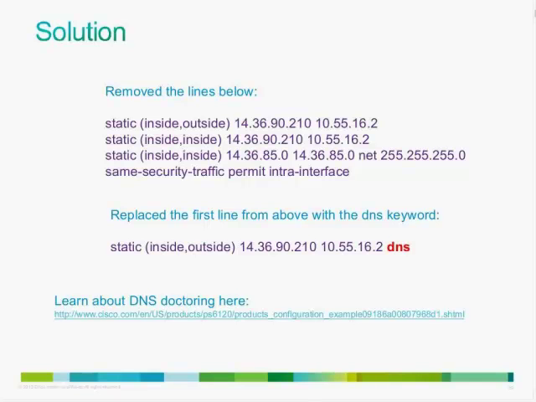Everybody knows what the DNS keyword does here. It does what is called DNS doctoring when DNS inspection is enabled. If the response comes back to the translated address, it sees the DNS keyword and actually sends the 10.55.16.2 address back to the client PC. So when the client sends a SYN, it doesn't send it to 14.36.90.210. It is actually destined to 10.55.16.2, and the web server will respond back properly. So that took care of this problem.